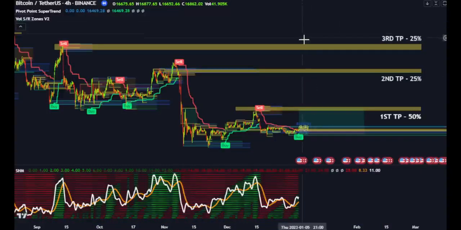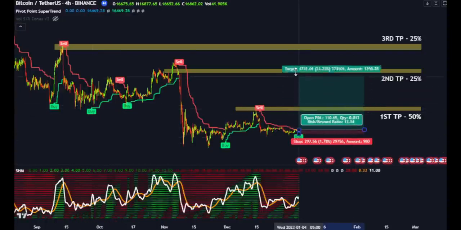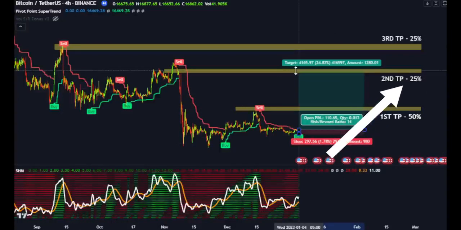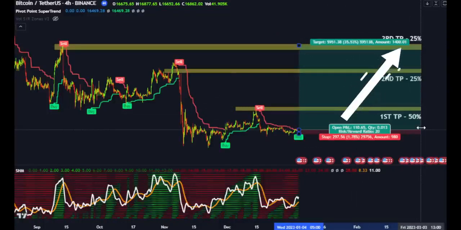In the first take profit we can get out with the profits of half the trade. In the second take profit we can leave with the profits of half of the remainder, that is, 25% of the initial investment. And in the third take profit we can leave with the final 25% of the initial investment. In this way we obtain the maximum possible profit from the market.